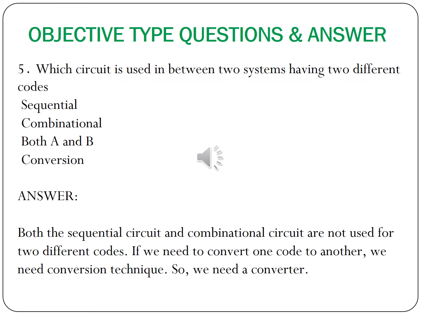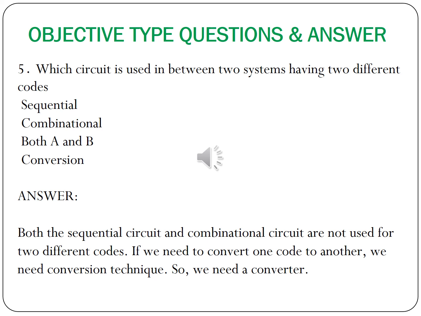So next question is which circuit is used in between two systems having different codes: sequential code, combination code, both A and B, or conversion. So two systems having different codes. Different code means we cannot use a sequential code or combination code separately, but both codes are used. So at that time we need a sequential code to combination code or combination code into sequential code. Here both codes are not possible, but the conversion is also required. Sequential to combination and combination to sequential. So the conversion is required for two different systems having two different codes.